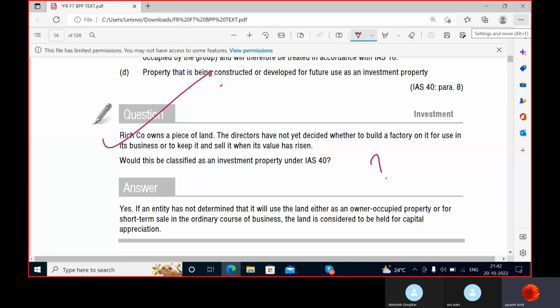So, a rich company owns a piece of land. The directors have not yet decided whether to build a factory on it for use in its business or keep it and sell it when its value has risen. That means there is this rich company. It owns a piece of land.